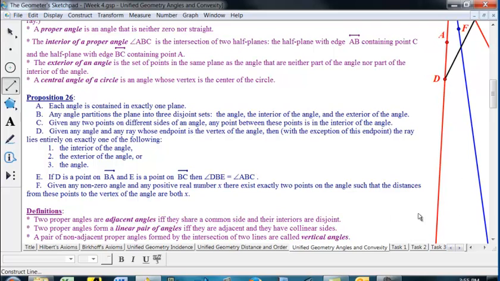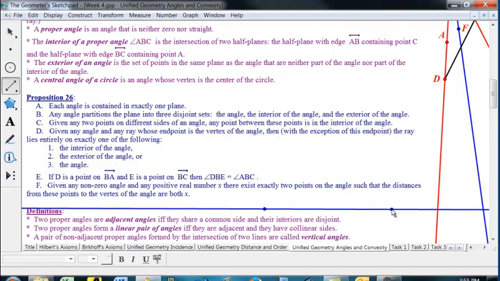Two proper angles form a linear pair of angles. Again, a Euclidean illustration here. Here's an illustration of a linear pair. They're adjacent, and they share this side that I'm moving around, and the sides that they don't share, this one over here and this one here, form a straight angle, form a line, in other words. So that's called a linear pair.